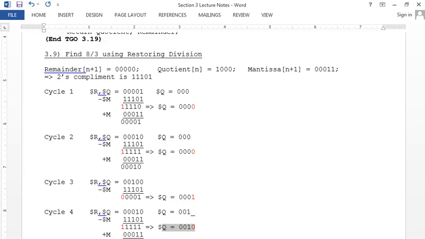So on a test, it's going to be 4 bits. Is it only always going to be 4 cycles? Yes. Any other questions about this?